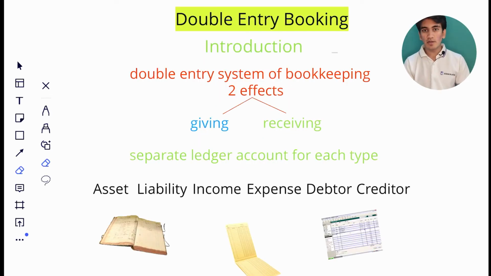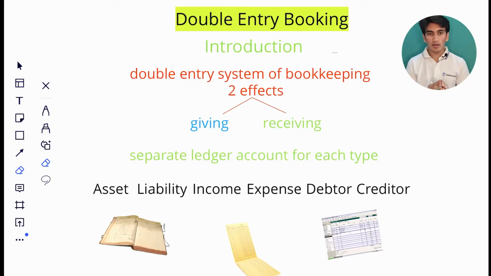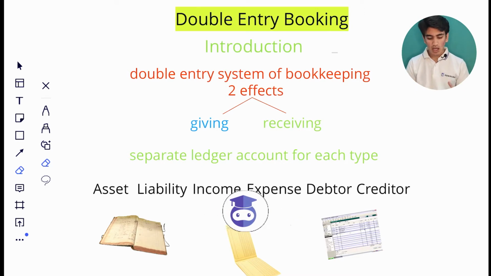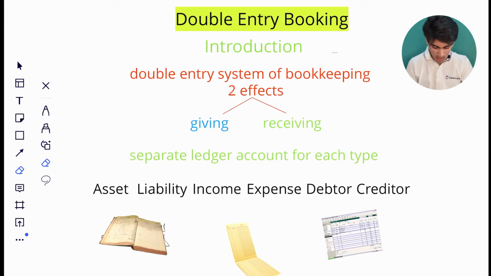In today's session, we'll be looking at the double entry bookkeeping system. We already looked at what double entry is in our first chapter. Right now, in this video, we will examine double entry bookkeeping even further, and we'll look at how different types of transactions are recorded in the double entry bookkeeping system. So first of all, let's have a quick recap of what double entry bookkeeping is.